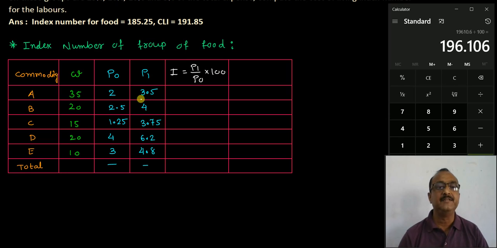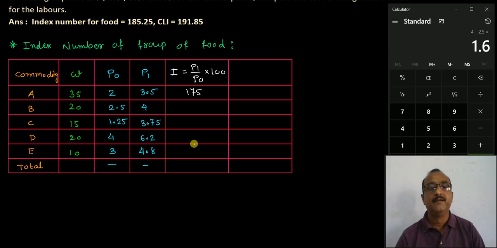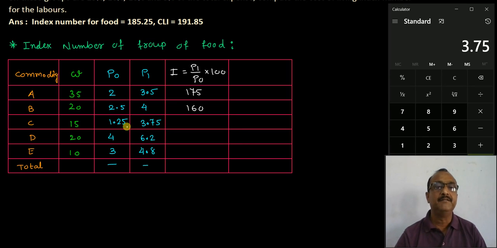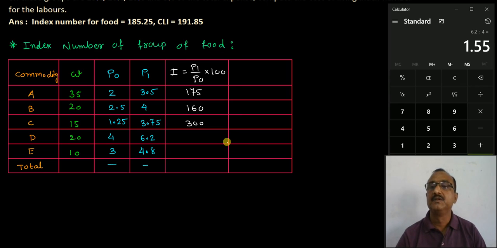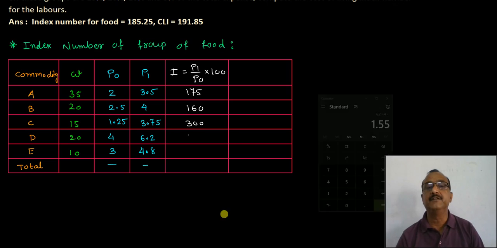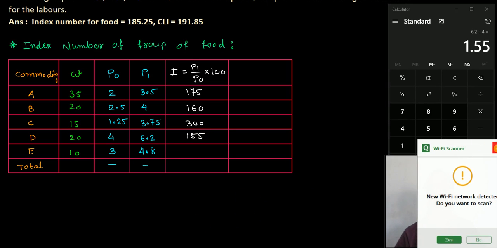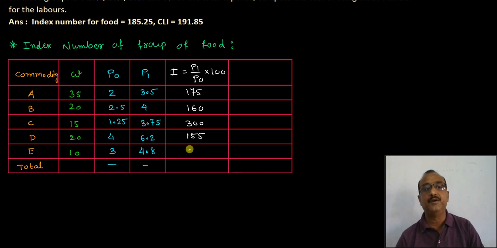Okay, so P1 by P0, 3.5 divided by 2 equal to 1.75, okay, 175, then 4 divided by 2.5, 160, 3.75 divided by 1.25, 300, 6.2 divided by 4 is equal to 155. And in last, 4.8 divided by 3, 1.6 means 160. Okay, we don't need total of I.